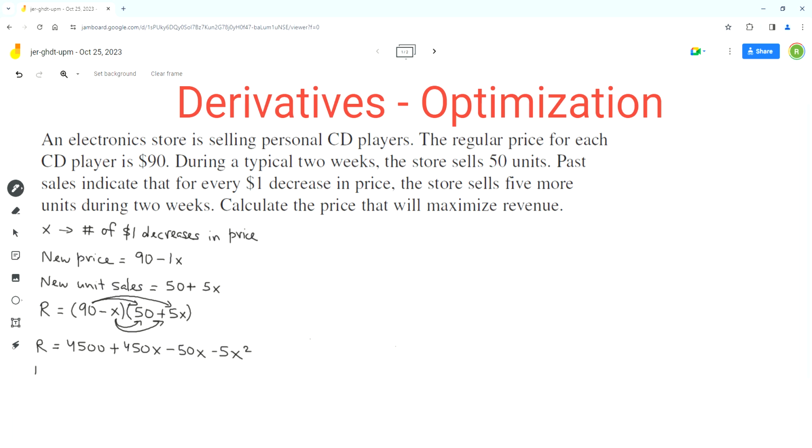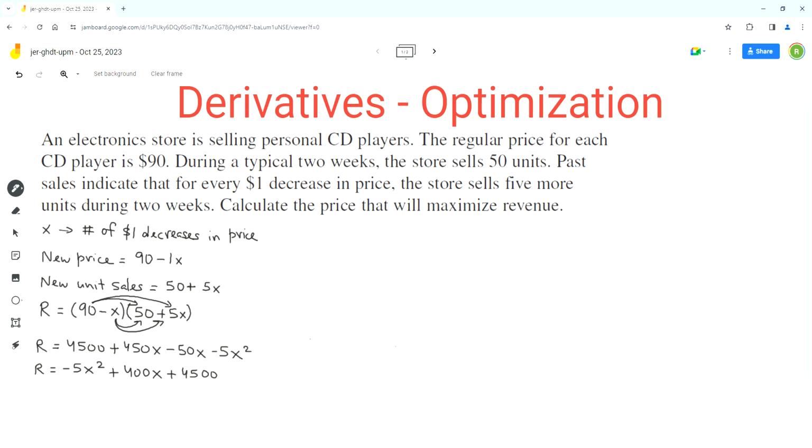Now we can rearrange the terms and start with the highest power of x. So negative 5x squared, and then we can combine like terms 450x and negative 50x. So we get 400x, plus 4,500. So this is the revenue function in terms of x. Now we can find the domain for this function.